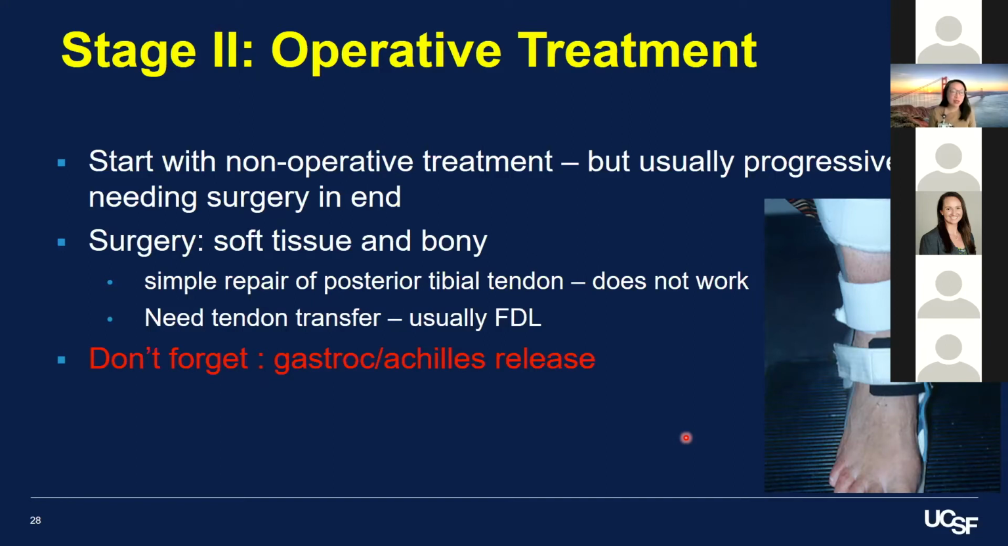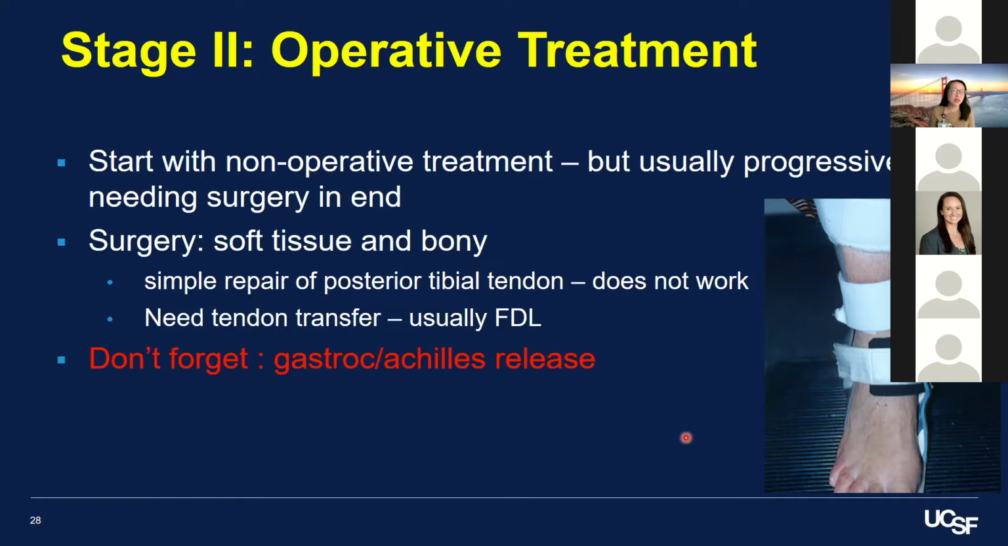So surgery comes in 2 flavors. There are the soft tissue procedures and there are the bony procedures. So start off with the soft tissue procedures, and this is what patients can understand and relate to as well, because you're telling them this is a posterior tendon problem, right? The problem is the tendon isn't working. So what we have to do is try to help this tendon. And usually a simple repair isn't going to work.